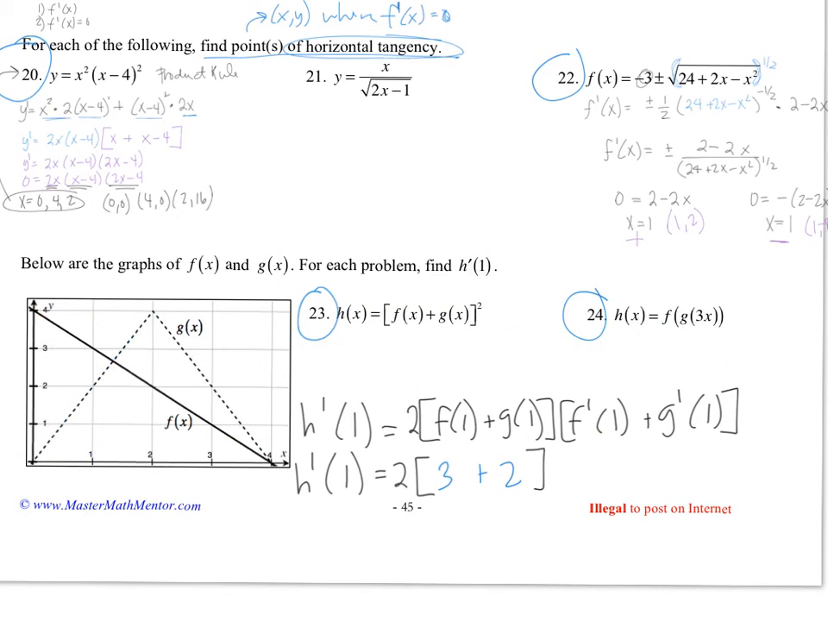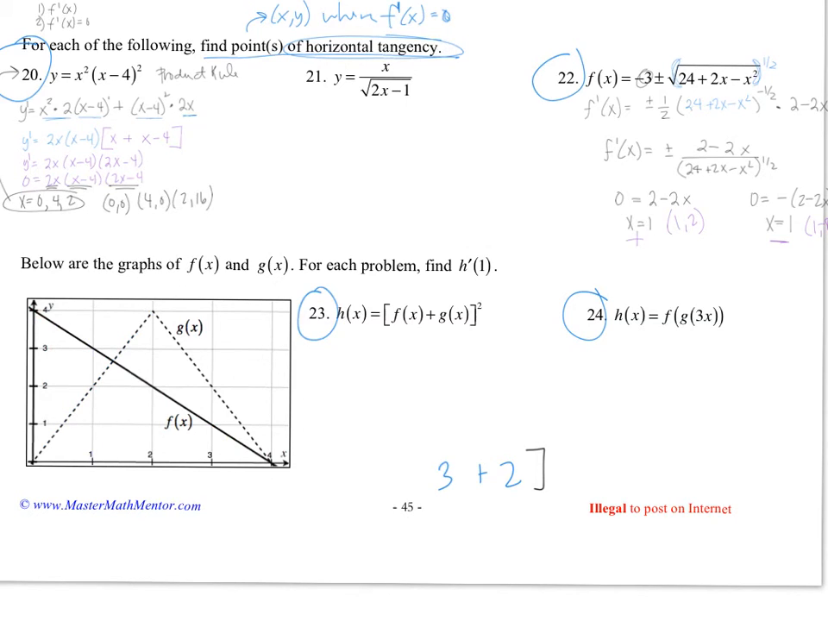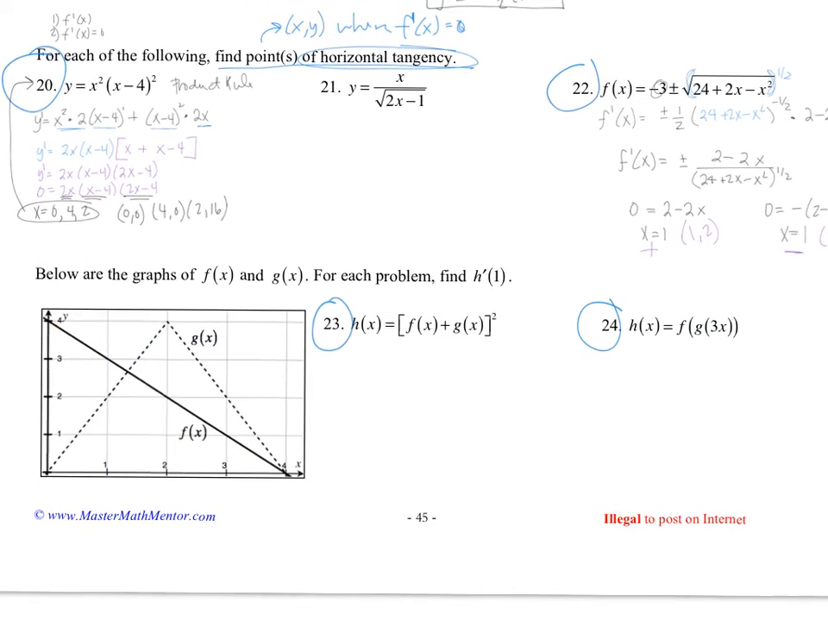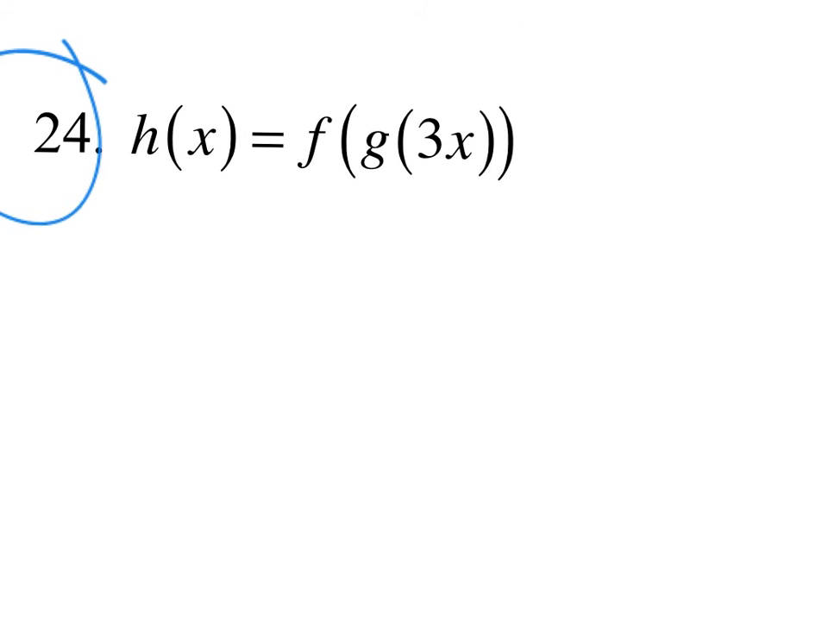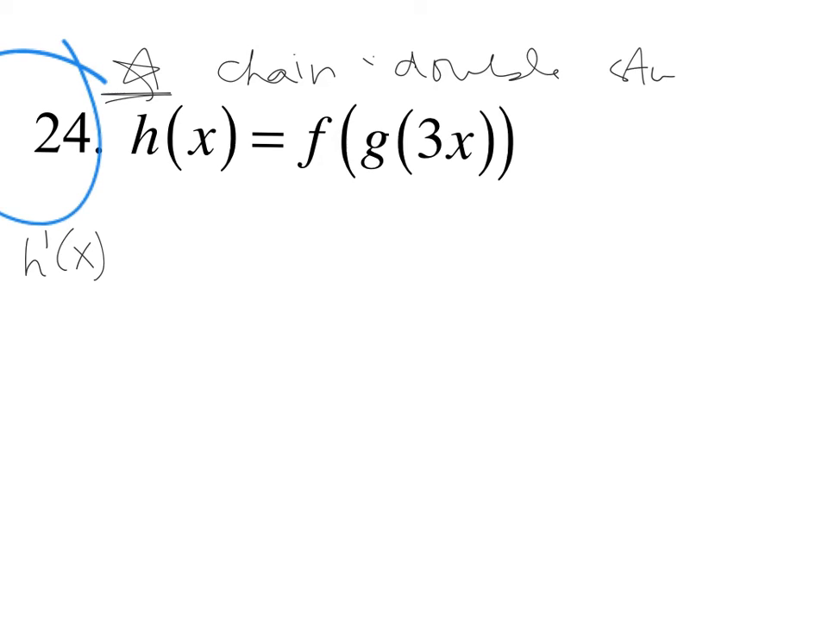Now 24, we are going to do the chain rule because you see the composition of functions, but it looks like our stuff has stuff. So instead of f of g of x, it's f of g of 3x. This is a really important problem that we sometimes tend to make mistakes on. So h prime of x, this is a chain rule, so be careful. This is double stuffed. So this is double stuff.